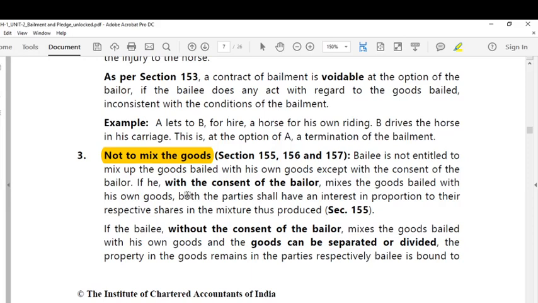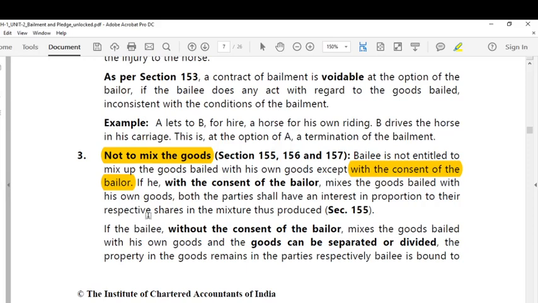If it happens that the goods have to be separated, the cost that he incurs for separating the goods should be borne by the bailee only. The bailee is not entitled to mix up the goods bailed with his own goods except with the consent of the bailor. Except with the consent of the bailor, he should not mix up the goods.